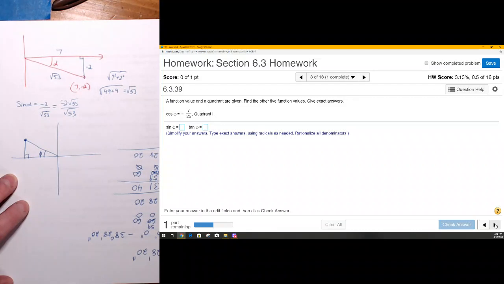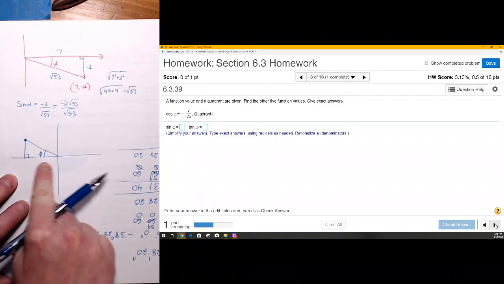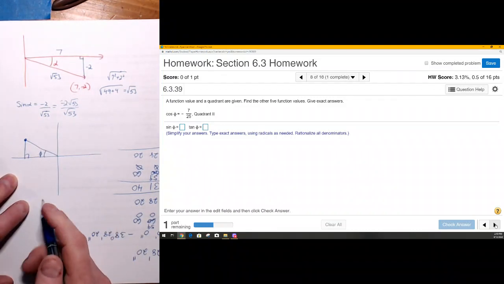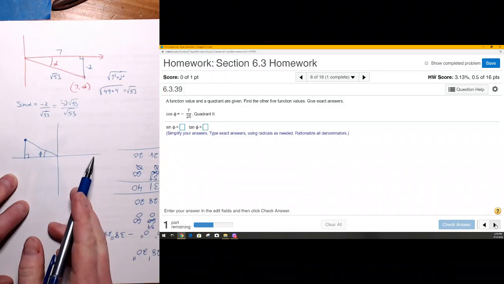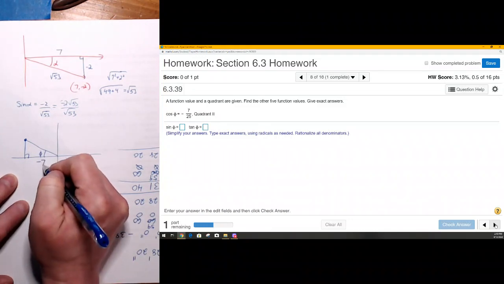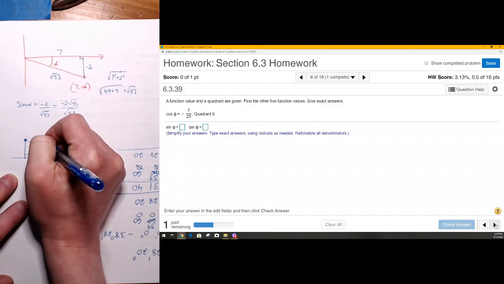And we know that cosine is equal to the adjacent over the hypotenuse. And we're given a value of -7 over 25. So I'm going to write -7 here. I'm going to write 25 up here.